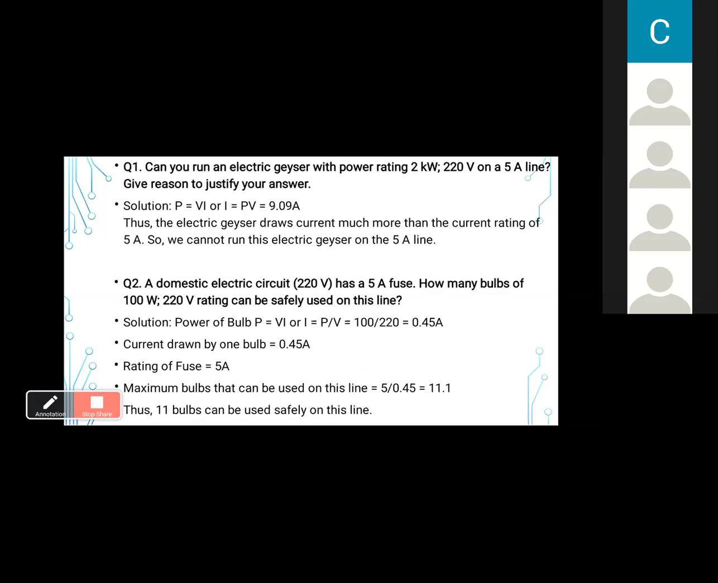Is this clear, everyone? These two questions? Anybody who has a doubt in these two questions, please ask. No doubt? So whenever the rating of a line or a fuse is given to you, you don't have to use that in the formula. You just have to compare. That is the maximum rating given to you.